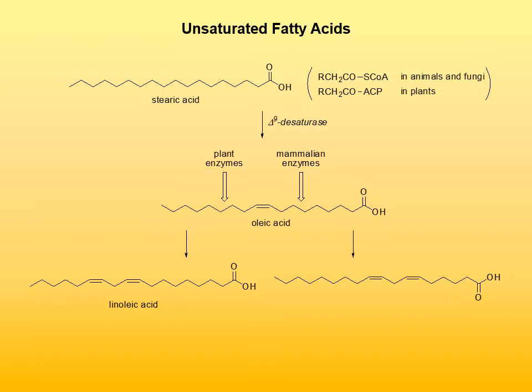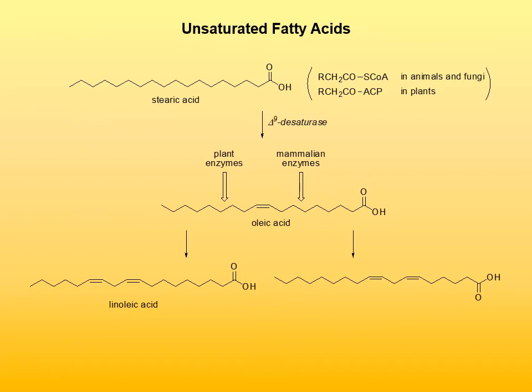As delta-9 desaturase is involved, initially produced monounsaturated carboxylic acid is delta-9 unsaturated fatty acid. The enzyme is named delta-9 desaturase because it introduces double bond between carbons 9 and 10. So it introduces double bond 9. An example shown here is that dehydrogenation of stearic acid gives oleic acid.